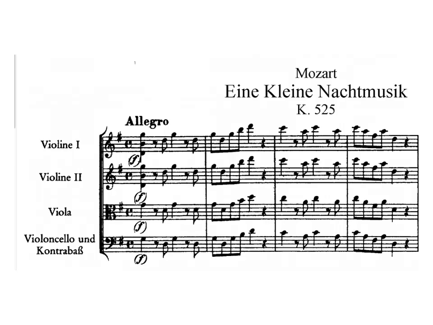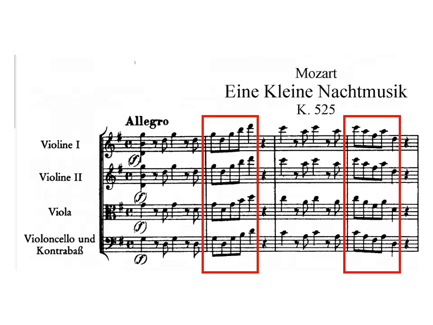Mozart used arpeggios quite a bit too. Here he uses a G major arpeggio. He has G, D, G, B, D. And then the second red box we have D, F sharp, A, and C, but he does it backwards.